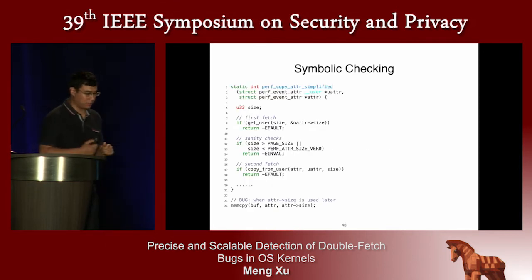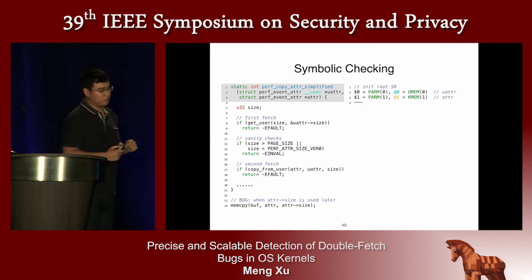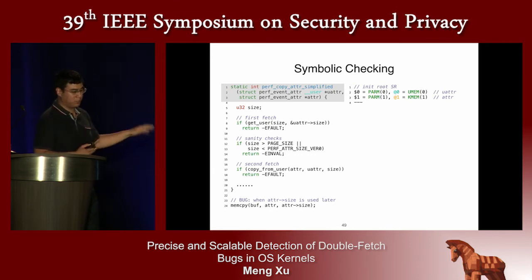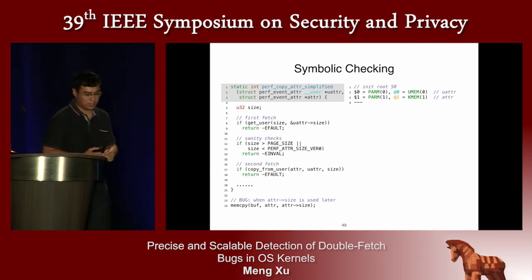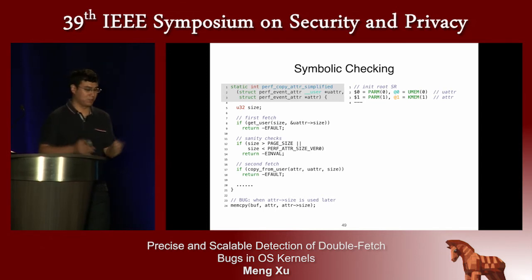So how do we do that? Let me walk you through it with this example. It's the same code we showed you just now. Upon entering this function, we know some immediate facts: there are two arguments, the function parameters. The first parameter points to user space memory, and the second parameter points to kernel space memory. So you have a basic understanding of the memory layout.